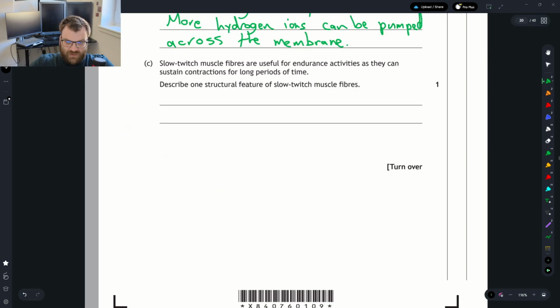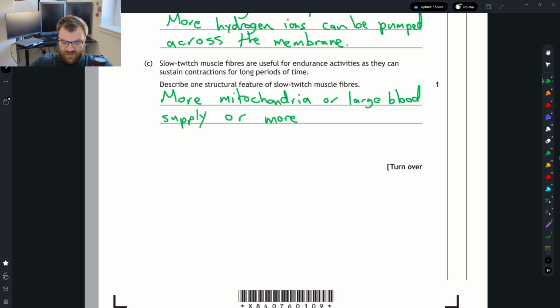So endurance muscles will have more mitochondria for aerobic respiration. Aerobic respiration needs oxygen, so it's got a larger blood supply than the fast twitch. And then myoglobin helps store the oxygen. That would need that as well.